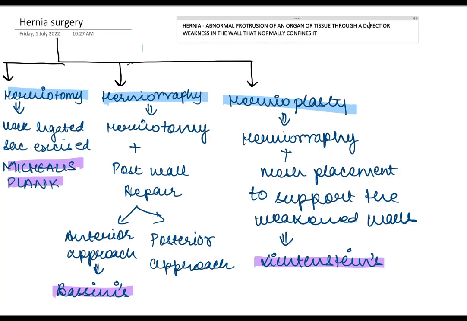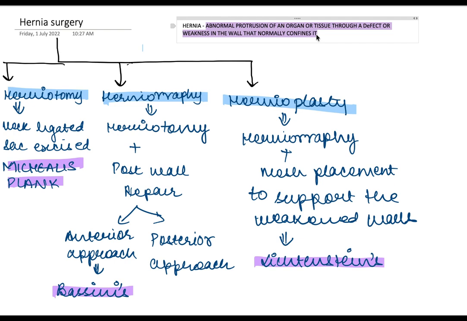Hi everyone, so the topic for today is hernia surgery. The different types of hernia will be discussed in detail in a later video. Now, what is a hernia? A hernia is an abnormal protrusion of an organ or tissue through a defect in or weakness in a wall that normally confines it.